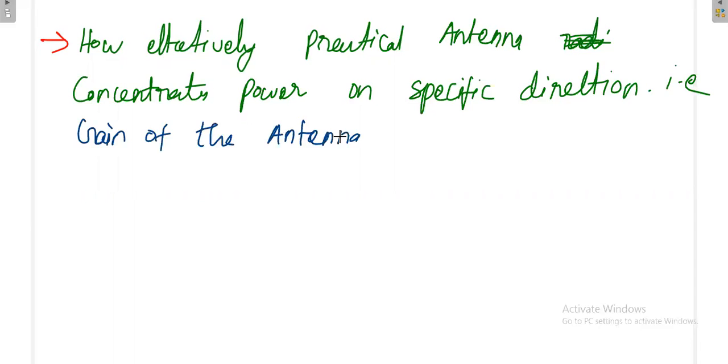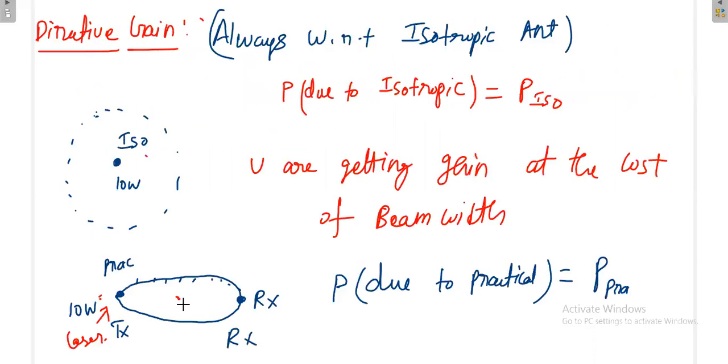So there are different definitions. Okay, I will write that. First, a very simple, understandable one. Generally they put directive gain, because you are getting gain not everywhere, only in a particular direction. That's why this gain is called directive gain. You are not getting the gain in all directions; in a particular direction only you are getting the gain.